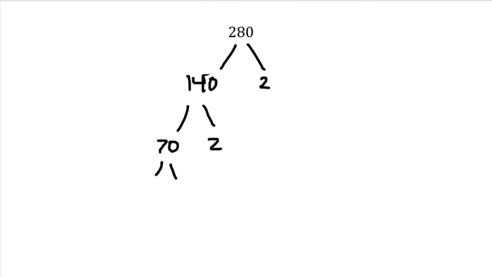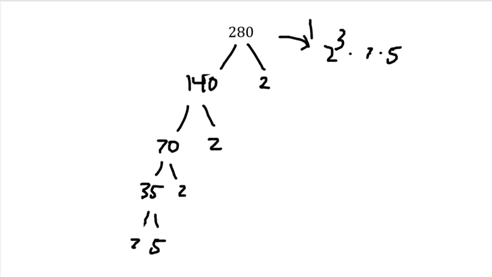Now let's try 280. So what is the prime factorization of 280? I keep mispronouncing that word. It's too hard to pronounce. So we're just going to divide this by 2. We got 2, and this cannot be divided by 2 anymore. It's just 7 times 5. So we got 2 cubed multiplied by 5 times 7. So this is the prime factorization of 280.